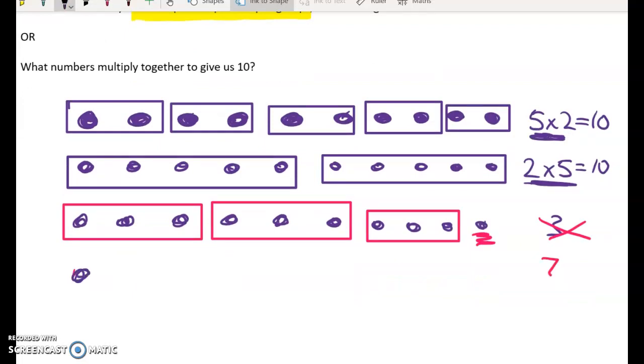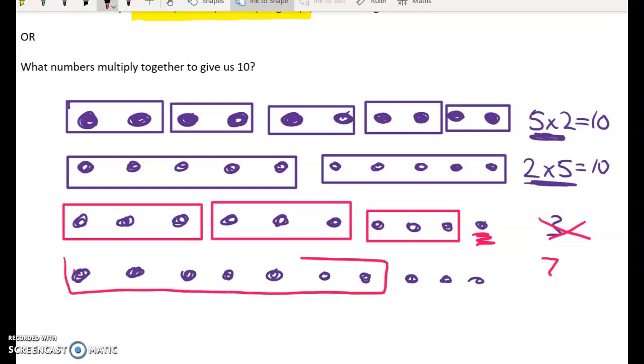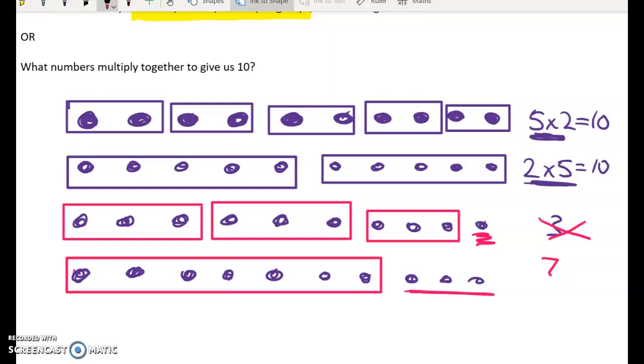Right now, you know, I'm just getting really silly, but let's just really get this into our brains. What are we looking at when we do factors? So there are my 10 dots. So let's do a big group of 7: 1, 2, 3, 4, 5, 6, 7. And look, I've got 3 left over. So 7 is also not a factor of 10.